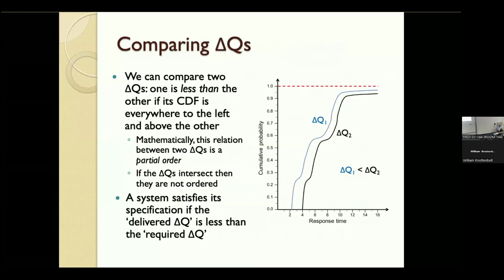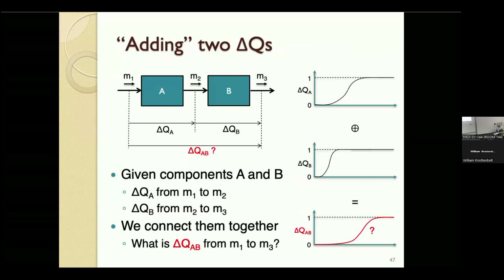And when you have several delta Qs, when things are changing, you sometimes want to compare them. Comparing delta Qs is a basic operation that we're going to need when we start building systems that require certain properties. Here we have two delta Qs, delta Q1 and delta Q2, and you want one of them to be completely left and above the other one. Then you can say delta Q1 is strictly less than delta Q2. And it can be strictly greater. And if they intersect, it's actually not ordered. So this is a partial order.